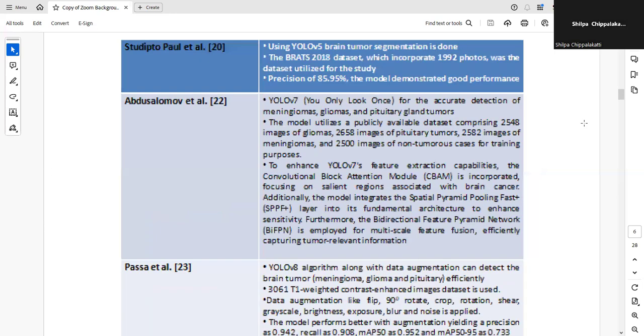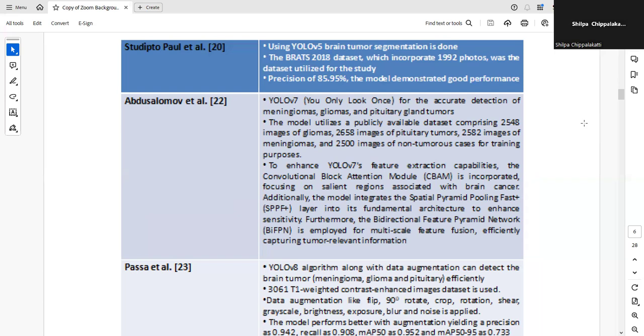The researcher in 20 used the YOLO V5 model for tumor segmentation. They have used the BRATS 2018 dataset, which incorporated 1,992 images, and they have got a precision value of 85.95%.